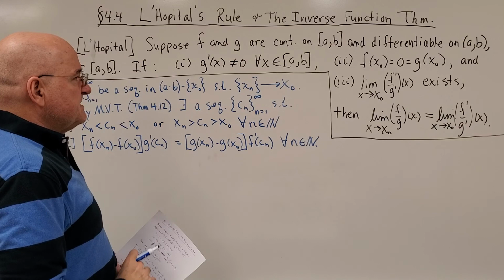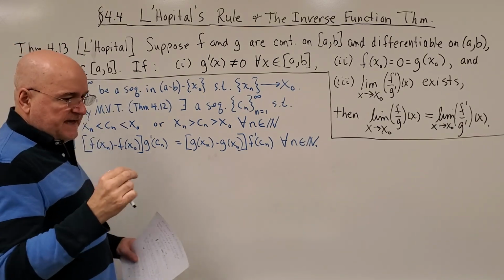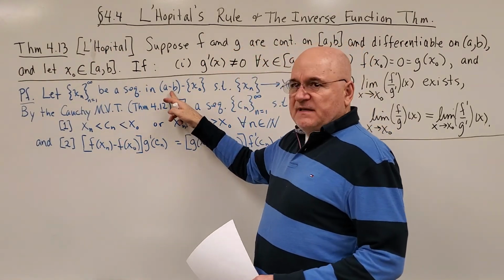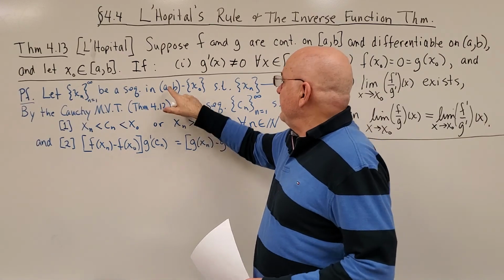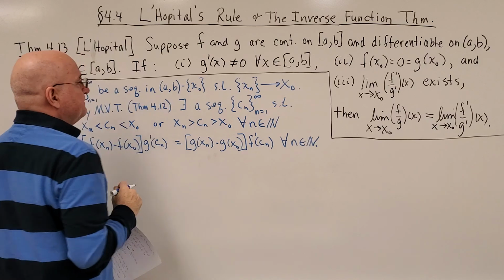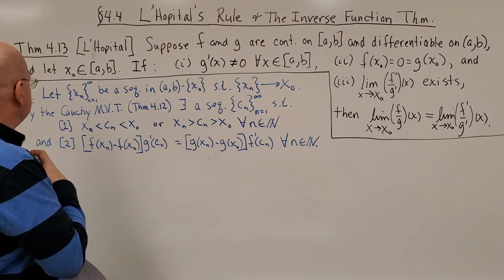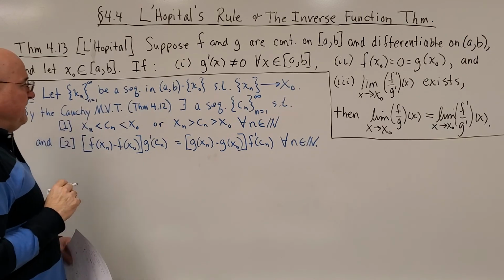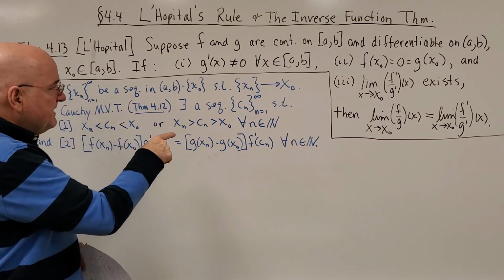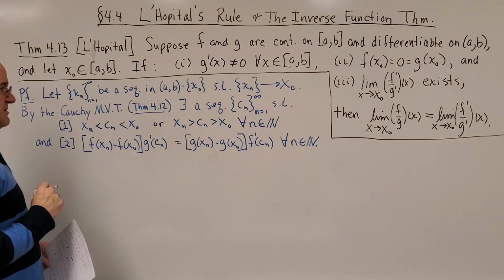Well, the proof is going to use sequences. We're going to start off by having a sequence xn that converges to x naught, where xn is taken from any numbers in the interval AB, excluding x naught. So xn is going to converge to x naught. By the Cauchy mean value theorem, there is a sequence Cn such that these two things hold.